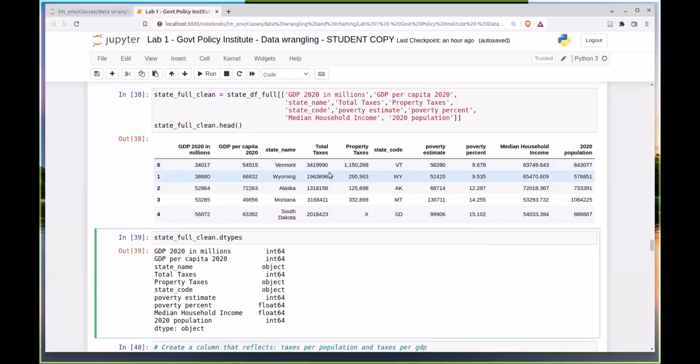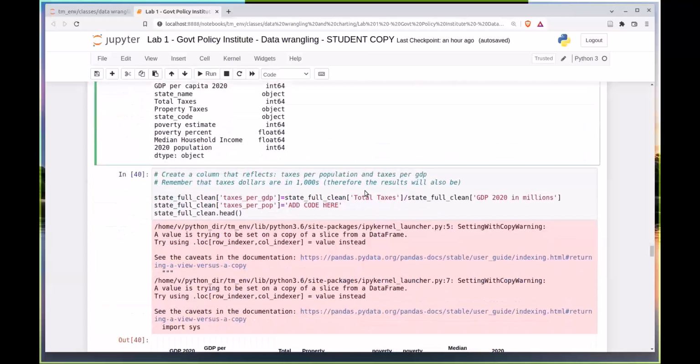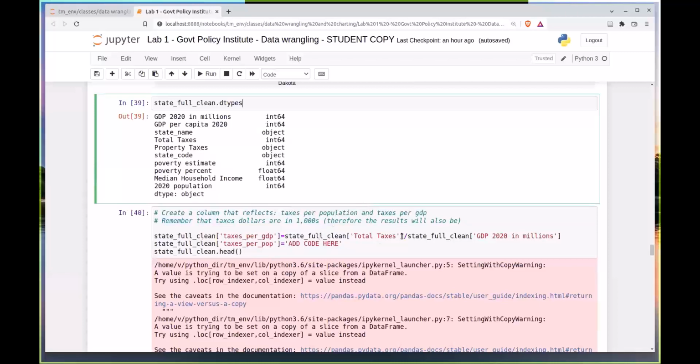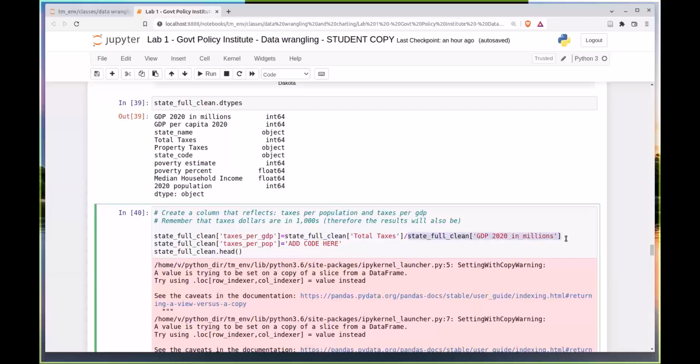To do that is very simple. You just need to divide total taxes by population. Another way to do it would also be to divide total taxes by GDP. That's kind of interesting too: how much are you getting taxed with all the money that is created in that economy? So we do that over here. It's very simple to do in Python as well. We just take the whole column, total taxes, the division symbol, and divide by the whole column of GDP 2020 million. So this is taxes divided by GDP.